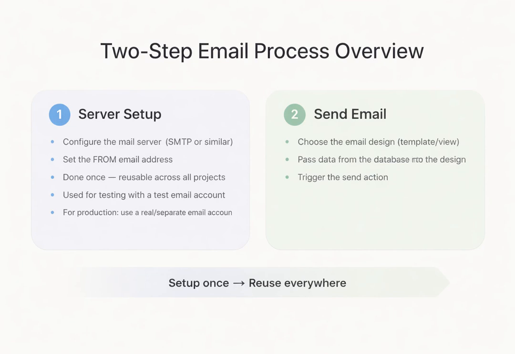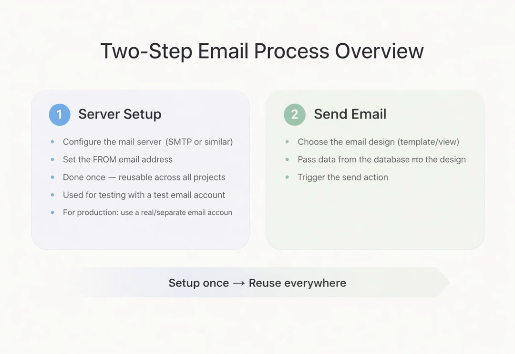The first step is server setup. This is where you configure which mail server to use and what the from address will be, the email address that appears as the sender. The important thing here is that once this is set up, you don't need to do it again for every project. The same configuration code works across all your Laravel projects. For testing purposes, you'd use a test email account, and when you go to production, you'd swap it out for a real business email. The second step is actually sending the email.